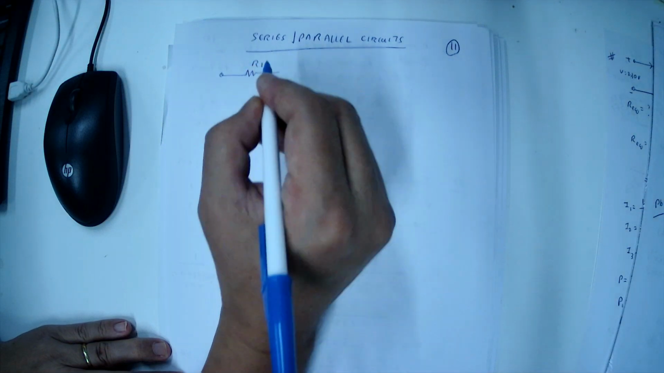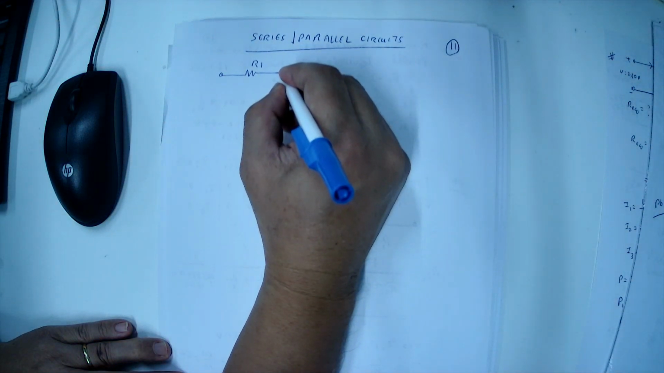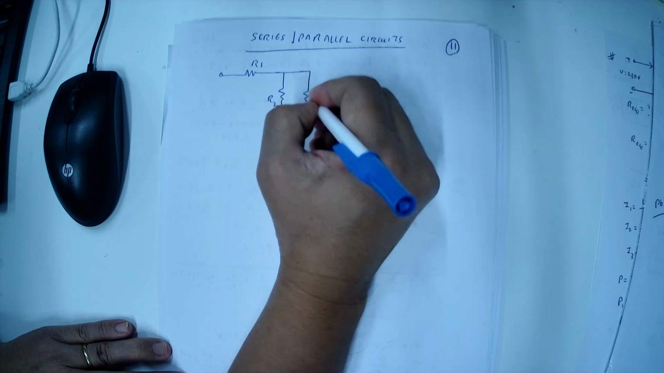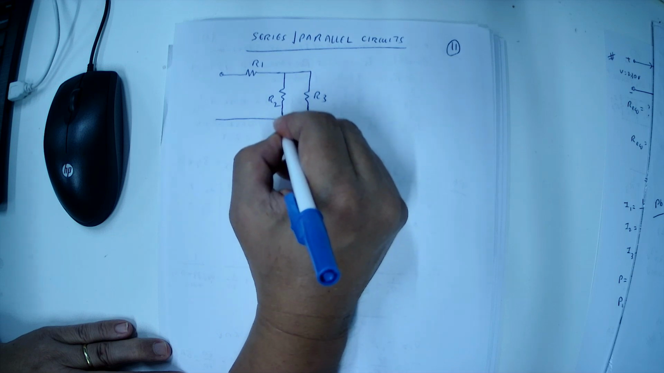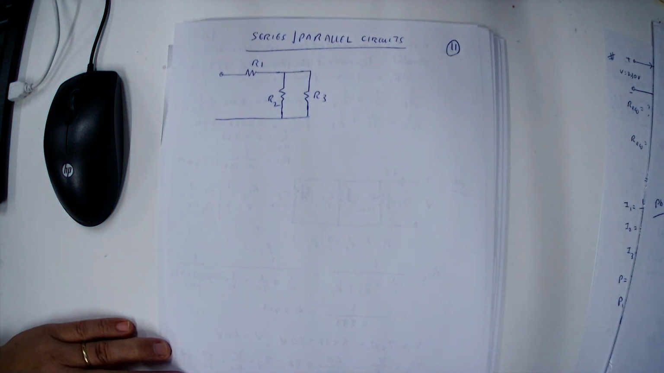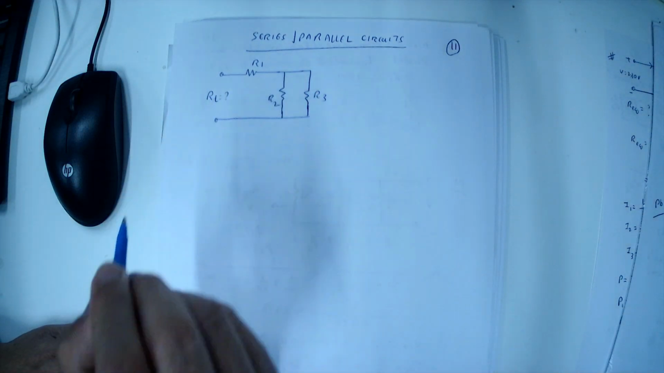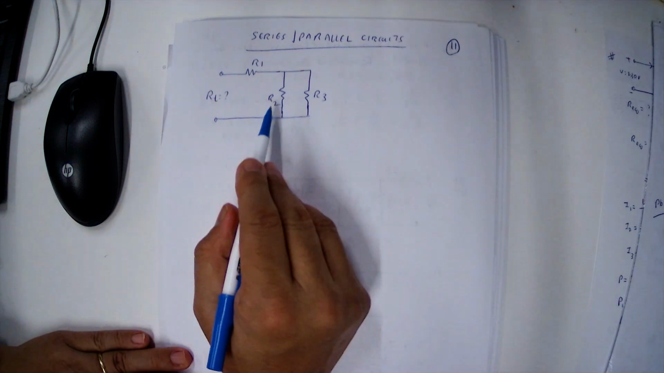Resistor R1 is connected here, and they are parallel branch. Resistor R2 and resistor R3 are connected in parallel. If we connect this way, we have to find out the total resistance RT. So in this case, you have to solve the parallel branch.